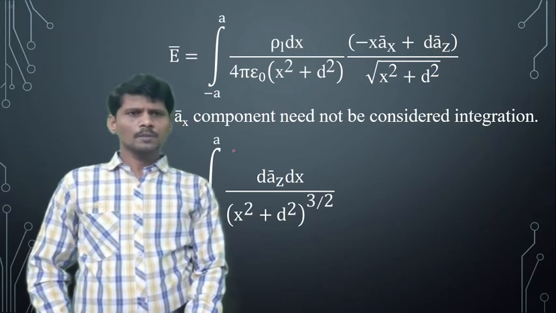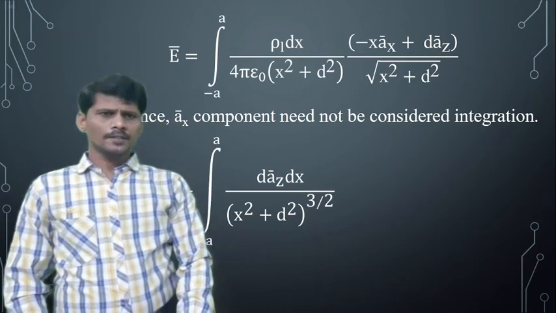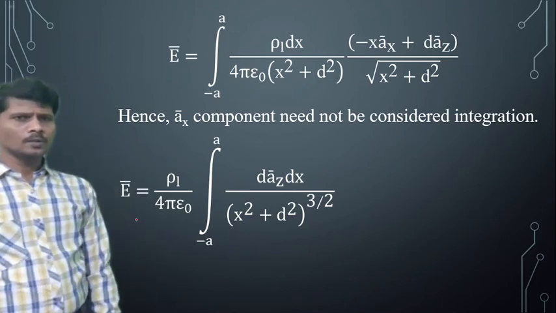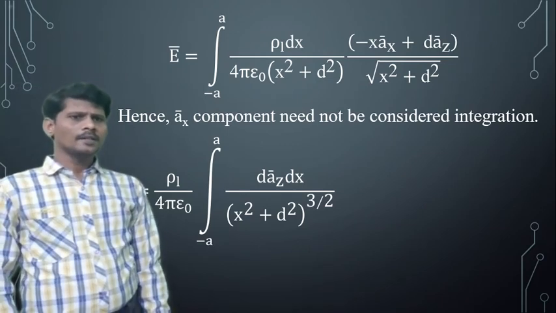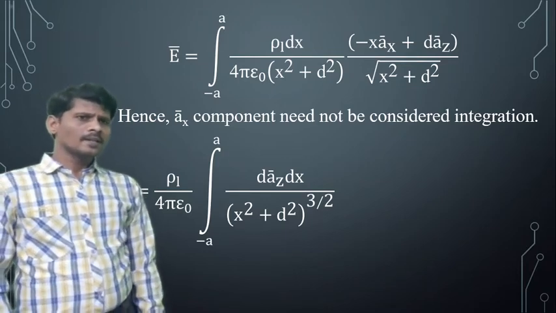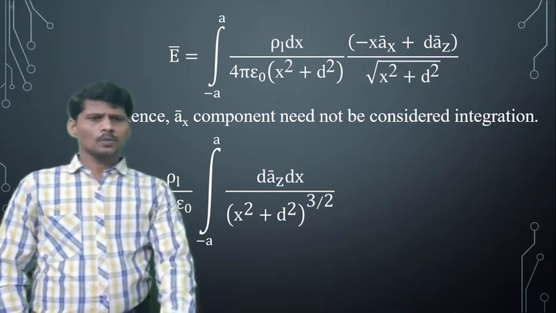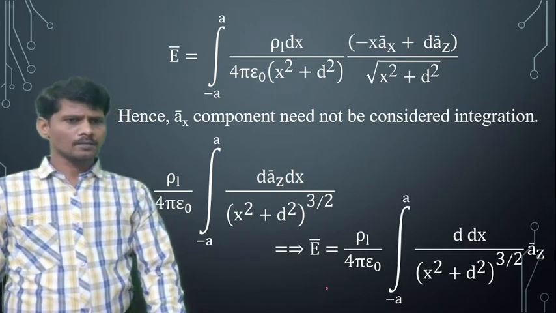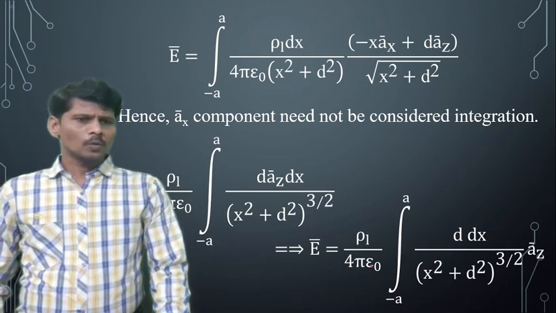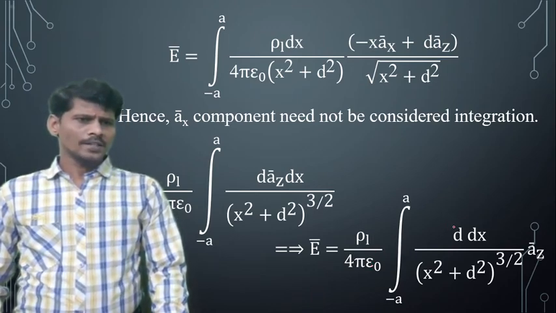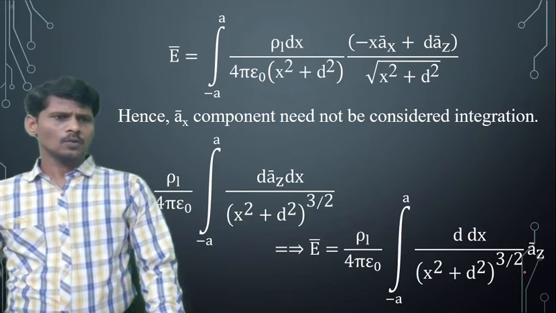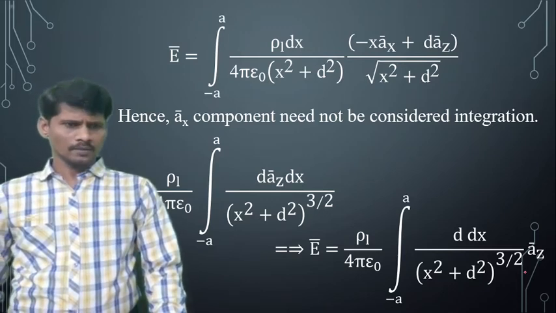So therefore, from the above equation, the electric field intensity E bar is equal to rho L by 4 pi epsilon naught into the integral from minus a to a of d dx by (x square plus d square) whole to the power of 3 by 2 into az bar.